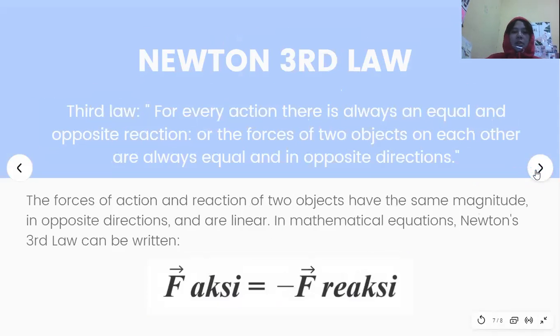And the next one is Newton's third law. The third law's statement is that for every action there is always an equal and opposite reaction, or the forces of two objects on each other are always equal and in opposite directions. So the third law means that every action always has an equal and opposite force between the two objects.